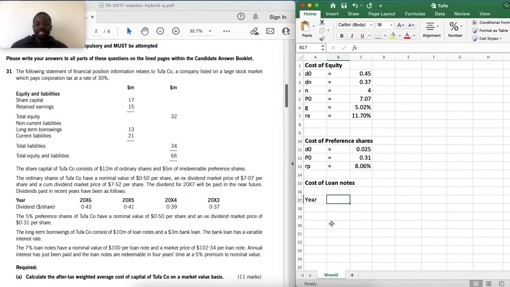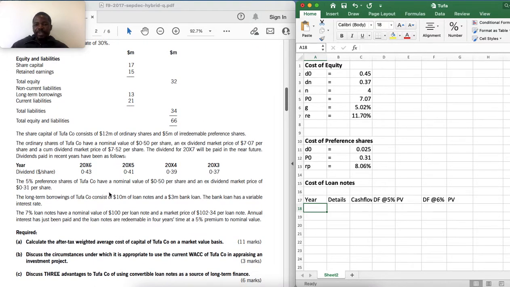So this table is very, very important that I'm putting here. Cash flow. We've got discount factors. I have chosen discount factors of 5%. I'll get the present value at 5%, and also discount at 6% and get the present value at 6%. You can choose any two discount factors and your answer will be marked correctly. Now let's go away and find the information about the loan notes.